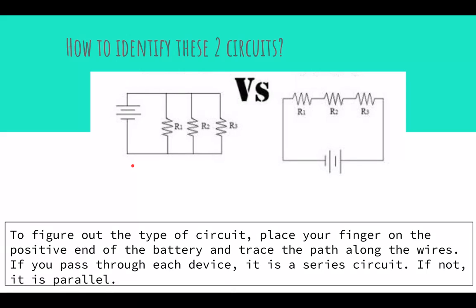Okay. So it says place your finger on the positive end of the battery and trace the path along the wires. If you pass through each device, it is a series circuit. If not, it is parallel. So this is my positive side of the battery. I'm going to flow through here as I come across. Okay. At this point, I have a choice. I can only go through. Remember, all currents are going to flow from positive to negative.